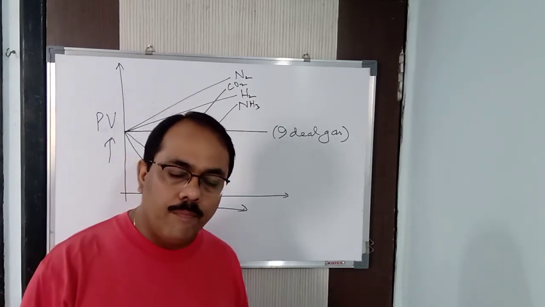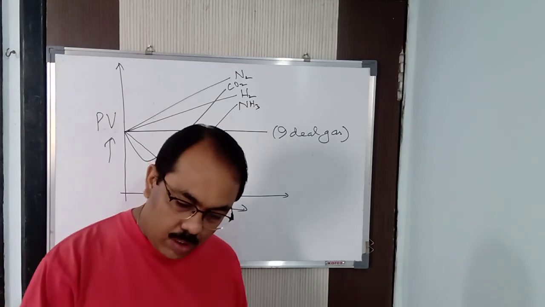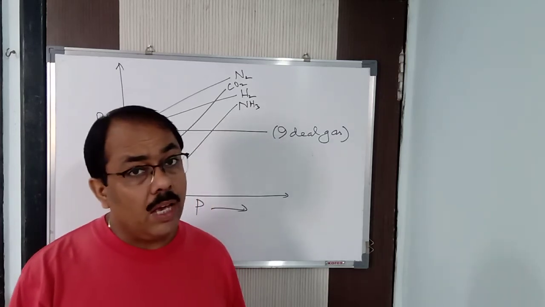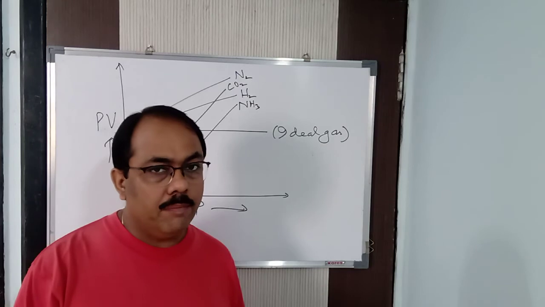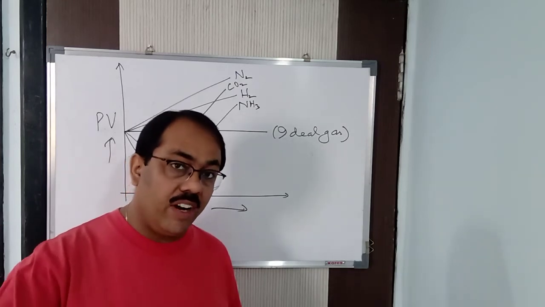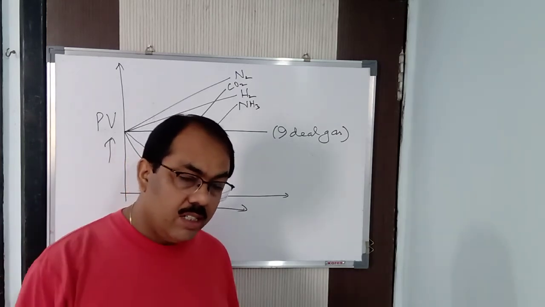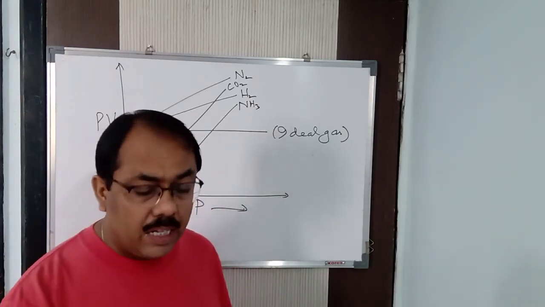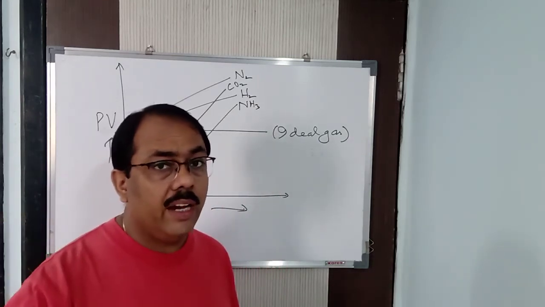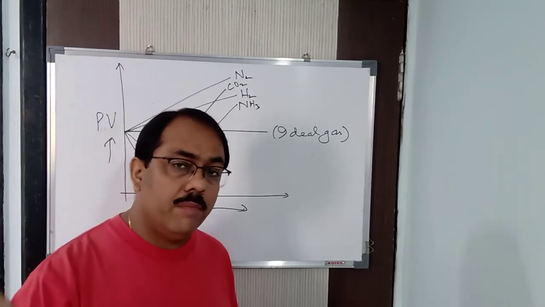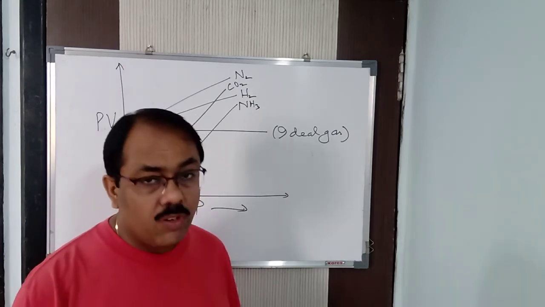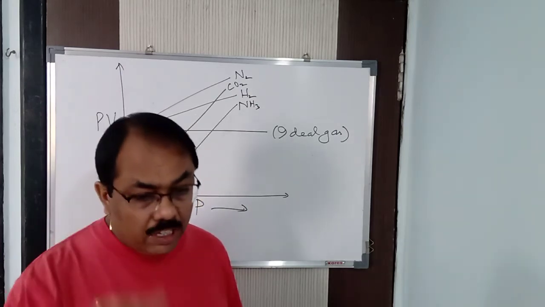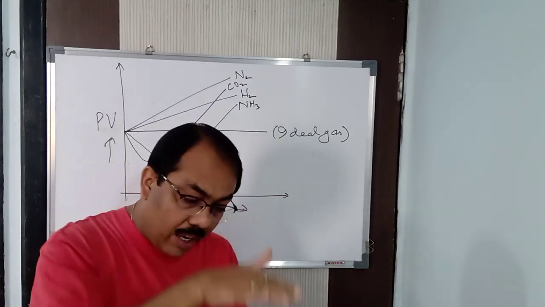The condition should be: temperature should be low and the pressure should be high. It's different from the ideal behavior. What I said, a particular gas behaves as an ideal gas under low pressure and high temperature. Mind it, under low pressure and high temperature, it behaves as an ideal gas. But here, for liquefying a particular gas, pressure should be high.